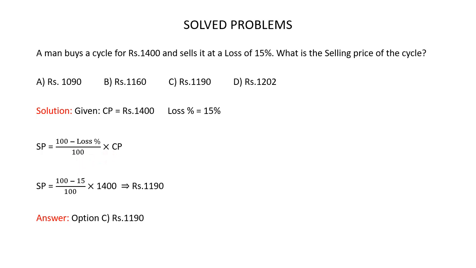Now substituting these values in the formula here, we get selling price is equal to (100 minus 15) divided by 100 multiplied by 1400. This is nothing but 85% of 1400. On solving this, we get the selling price as rupees 1190. So the selling price of the cycle is rupees 1190. The correct answer is option C, rupees 1190.